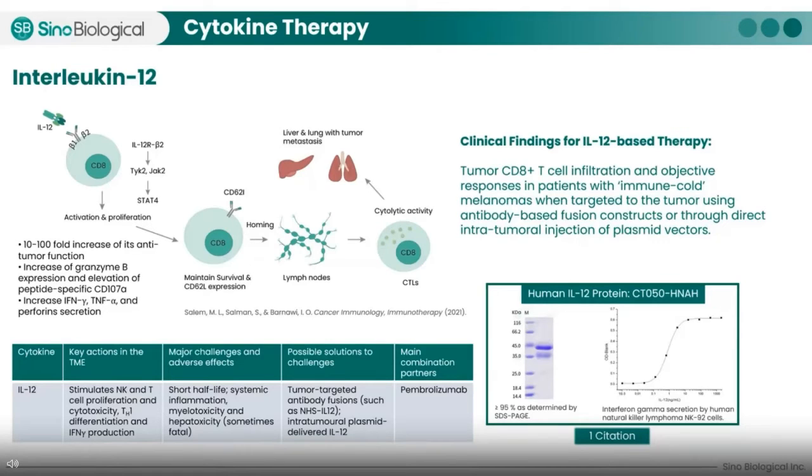More recently, a trial of intratumoral plasmid-derived IL-12 in combination with pembrolizumab in patients with immune cold melanomas, which are unlikely to respond to anti-PD-1 mAb monotherapy, showed great promise.